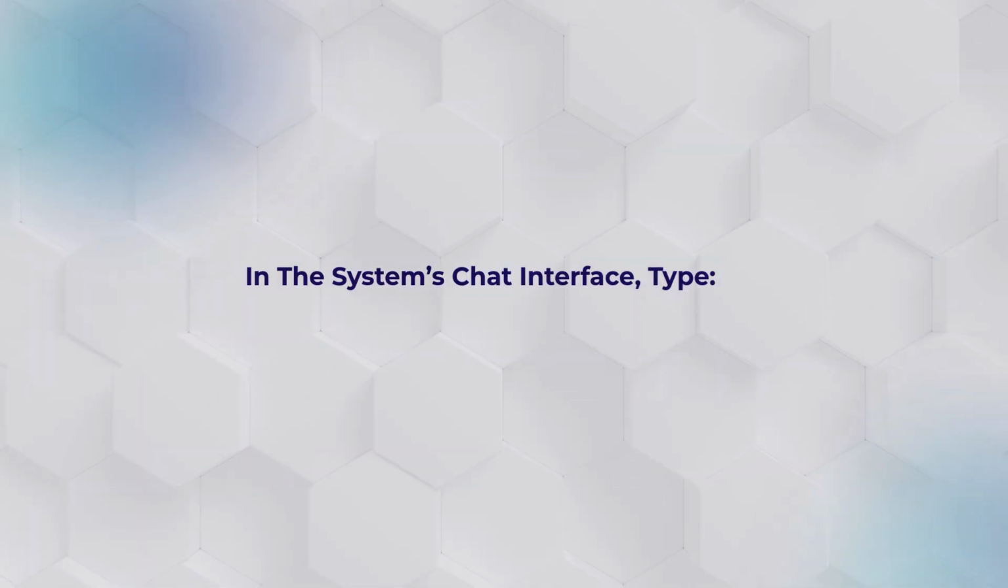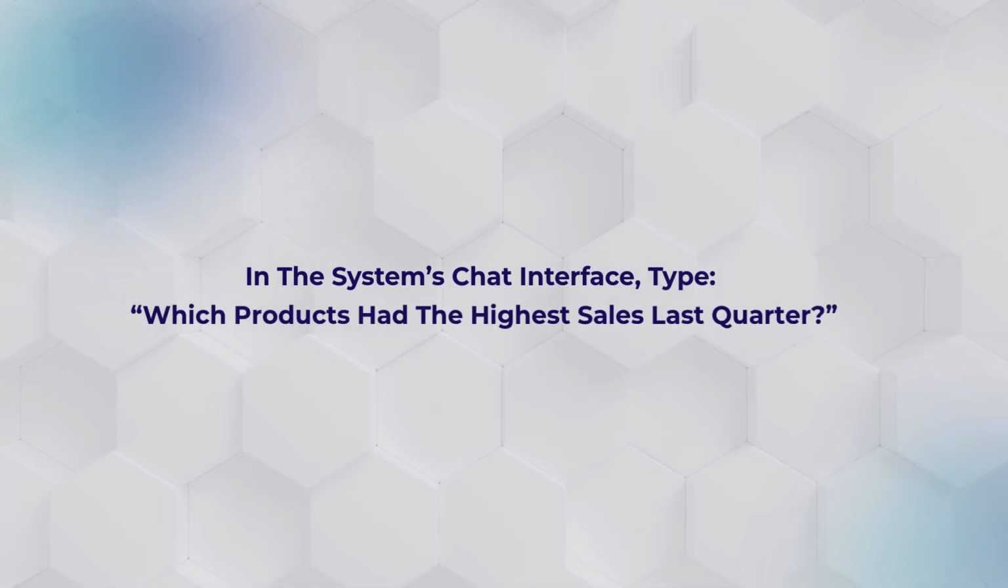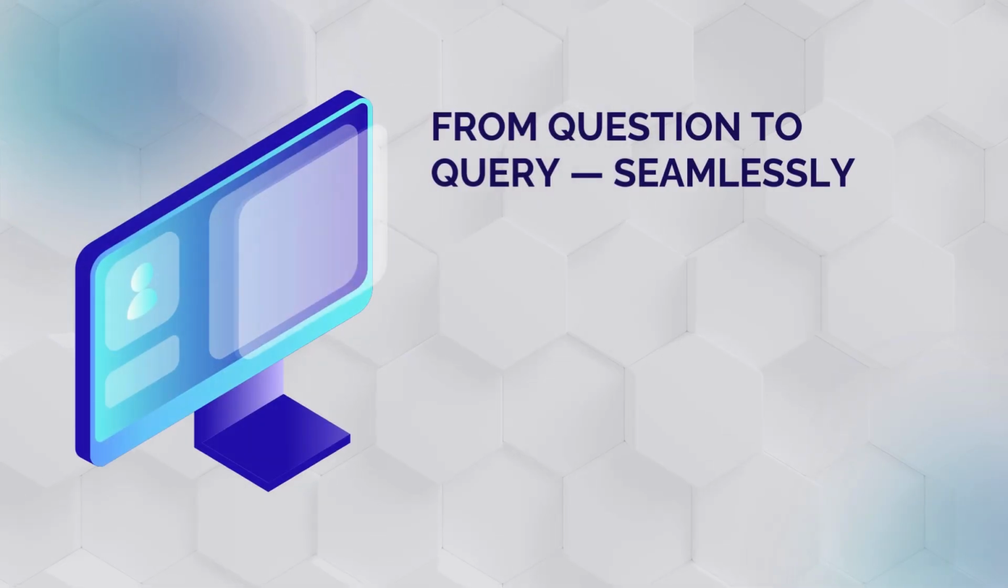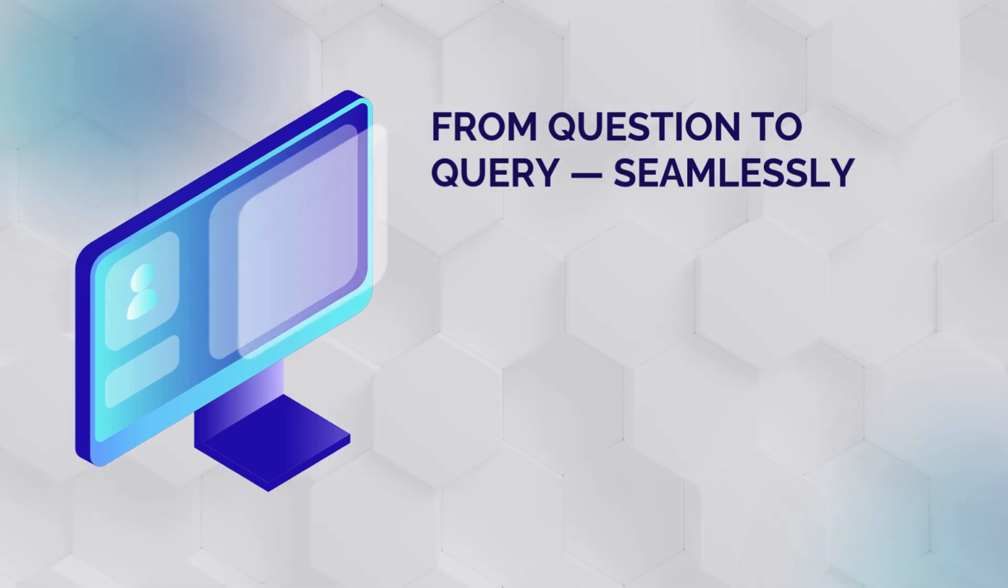Within the system's simple chat interface, imagine typing: Which products had the highest sales last quarter? No need to understand table schemas. No need to write queries. Our system does the rest.